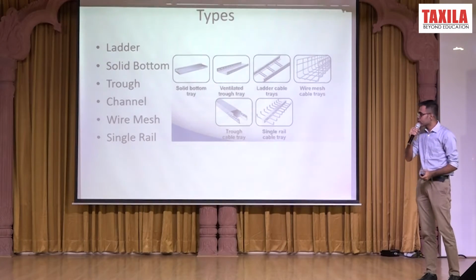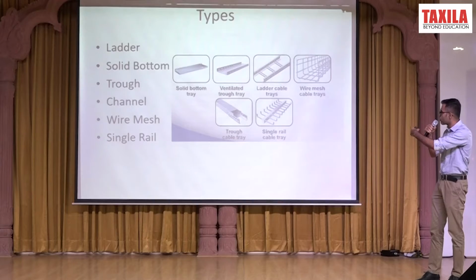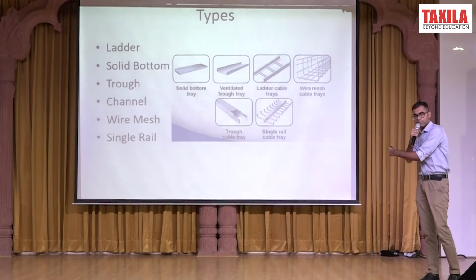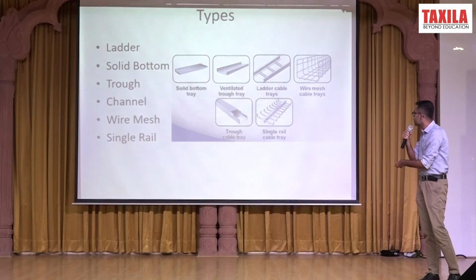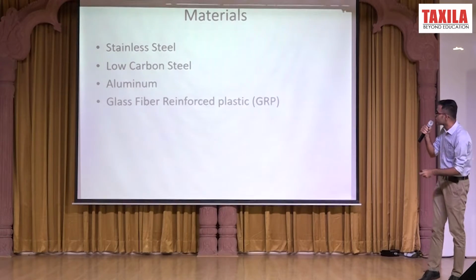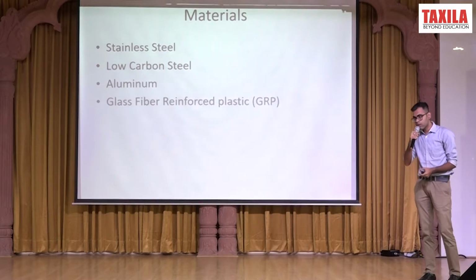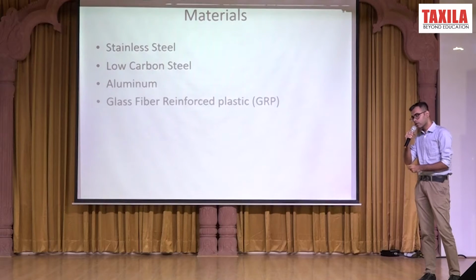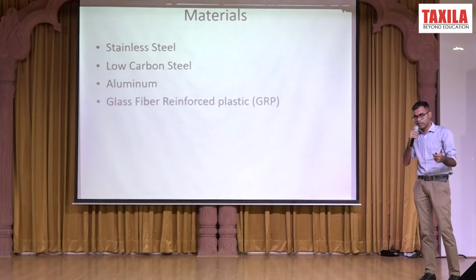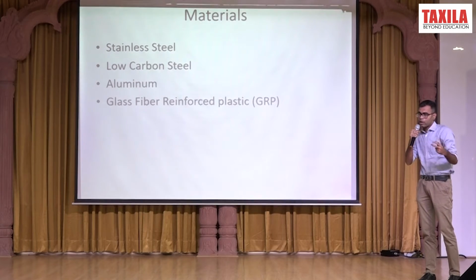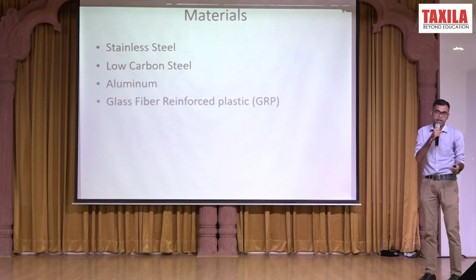There are some types of cable trays, like ladder, solid bottom, trough, channel, wire mesh, and single rail. You can see in the pictures what the types of cable tray are and how they look. Materials generally used are stainless steel, low carbon steel, aluminium, and GRP. In Jaipur especially, stainless steel and aluminium cable trays are more famous than others. They can build those types of cable trays, but you have to order a huge amount, because those are not easily available here. You have to make it.